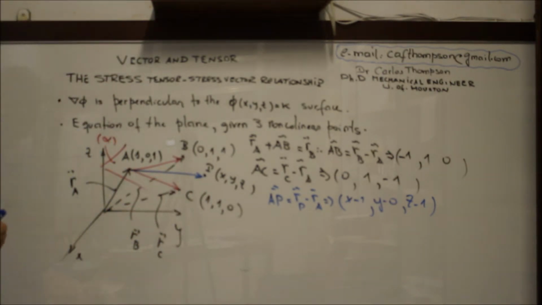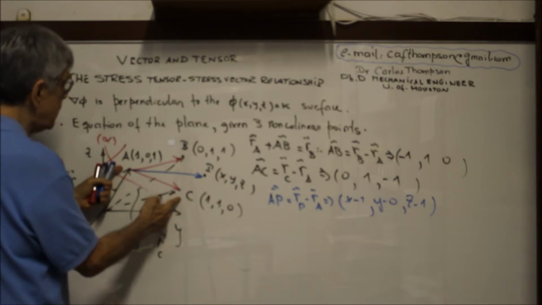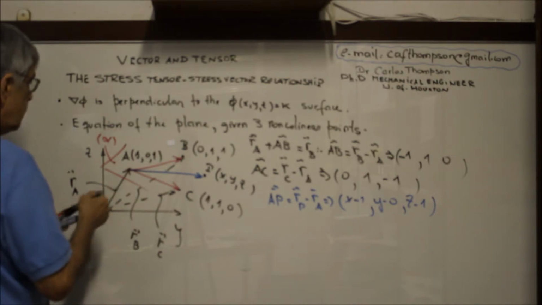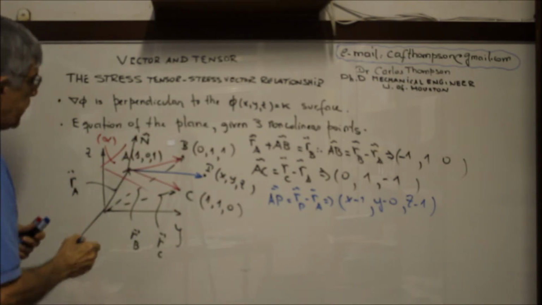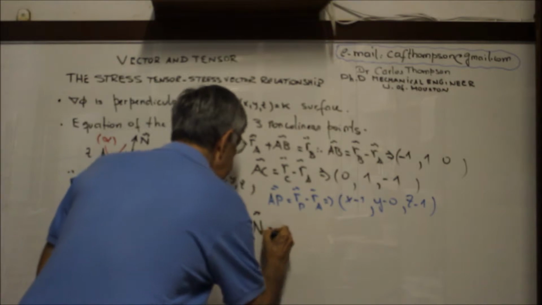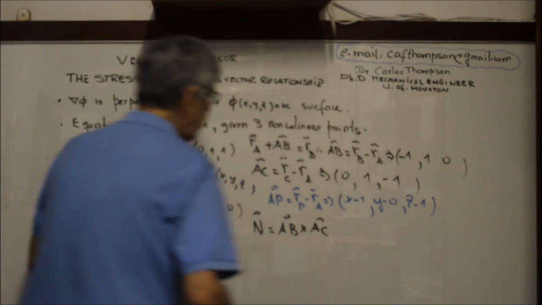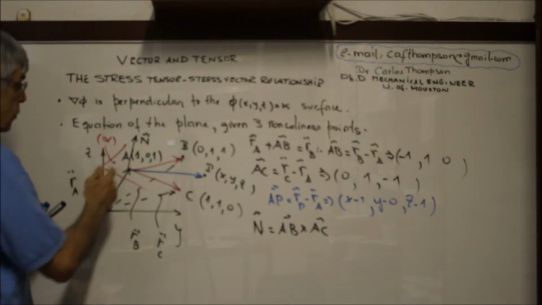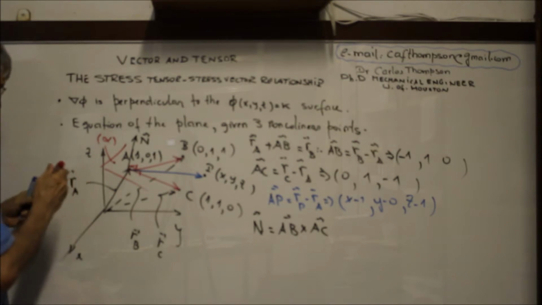Now, let's do as follows. The cross product of the vectors AB and AC is a vector, let's call it vector N. By definition, the vector N is AB cross AC. You see, from the definition of the cross product, N is a vector which is perpendicular to AB and AC. This is the perpendicular here.